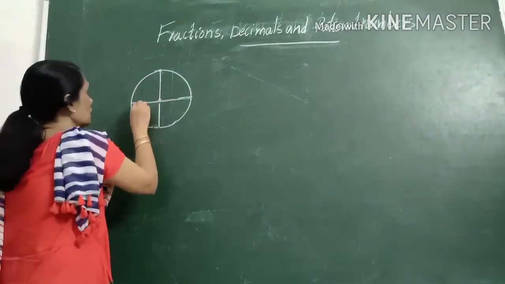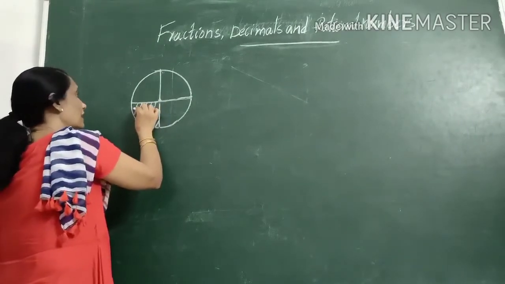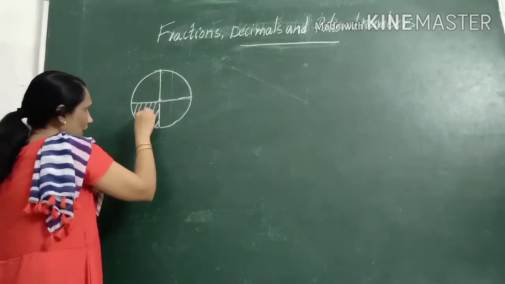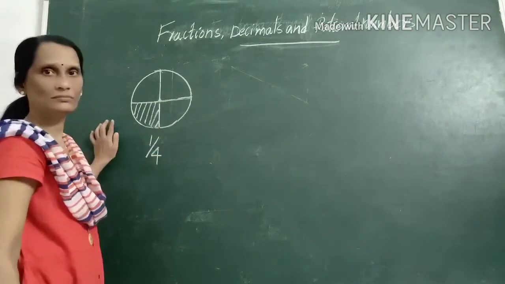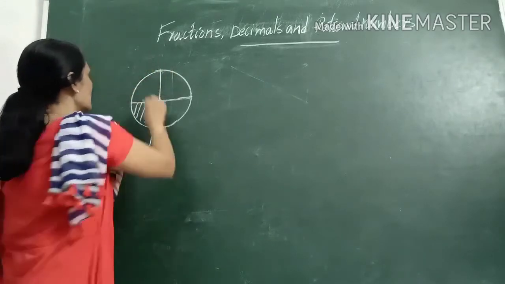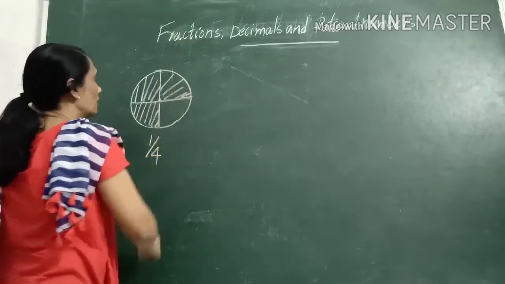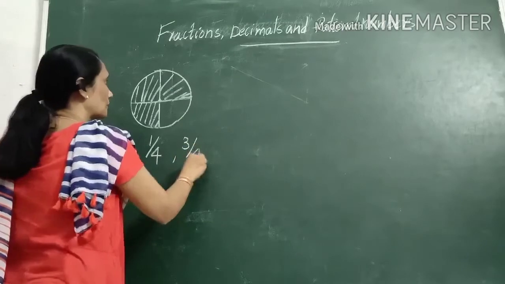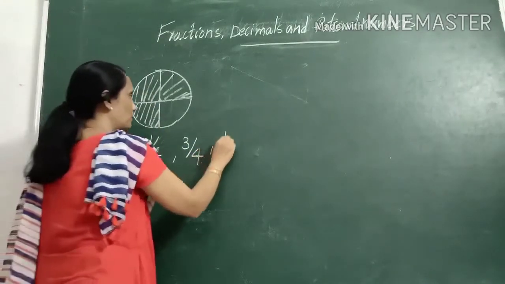So each equal part is a part of this whole cake. If I take 1, I call it 1/4. If I take 3 parts of this, how much will it become? 3/4. If I take 2, it will become 1/2.